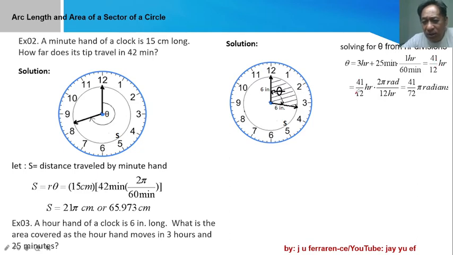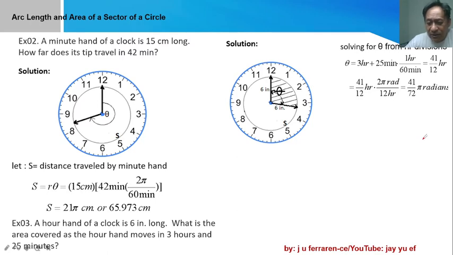41 over 12 hour will be further converted in terms of radian. There are 12-hour divisions in one complete rotation, correct? Because this is in hour. And my conversion factor is 2 pi radian, and that is 12 hours. So, we come up with a value of 41 over 72 pi radians.